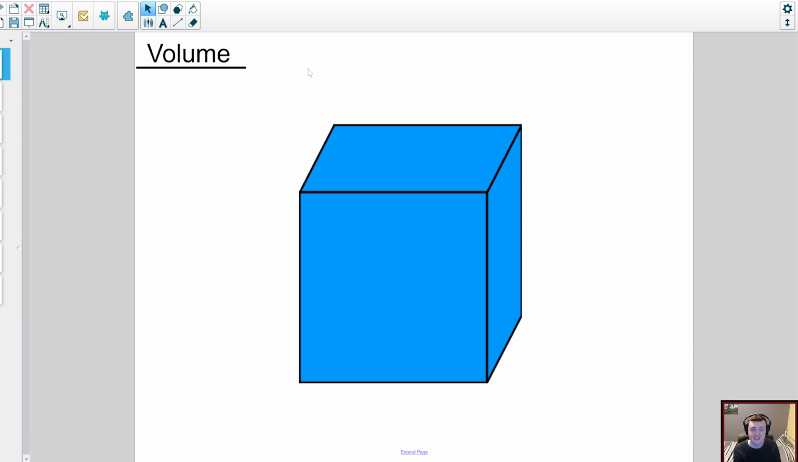I say it's related to area because volume is similar to area, except where area and perimeter are flat and use 2D shapes, volume has depth and therefore has 3 dimensions, 3D shapes, like a cube, for example, here. This cube is made up of squares, and so to work out the volume of a cube, let's say this is 8 centimeters long.